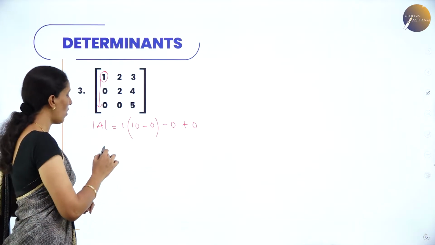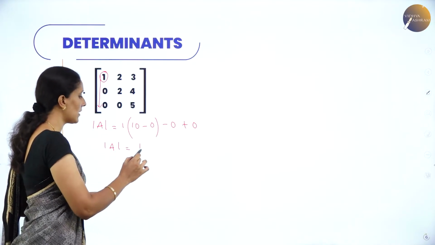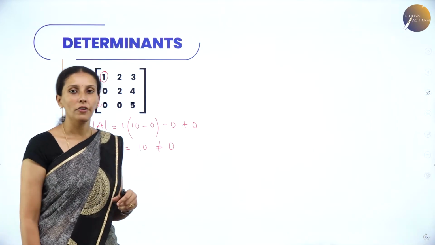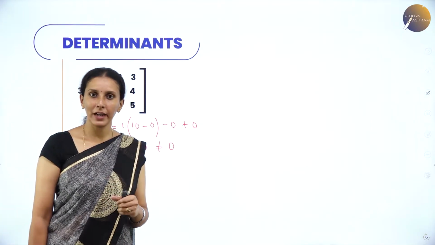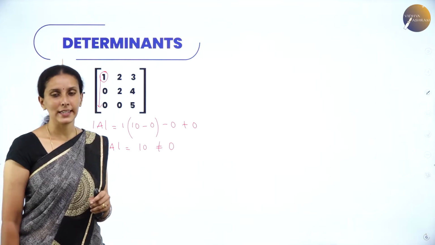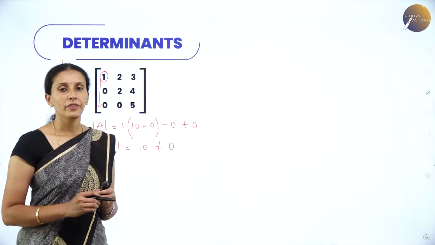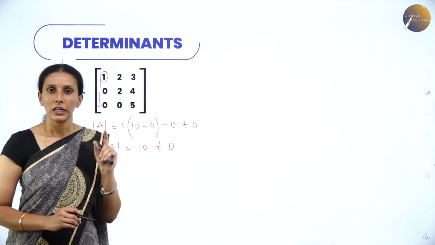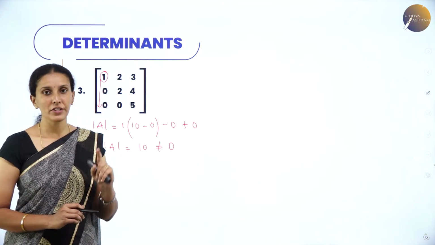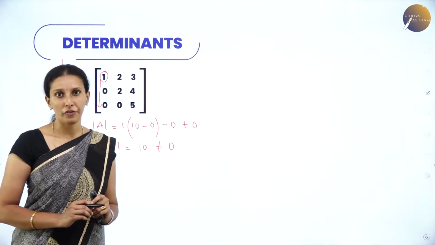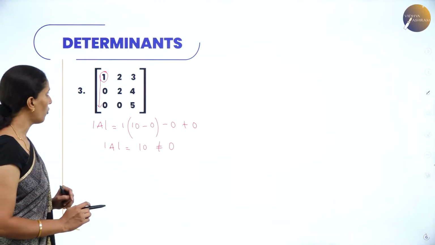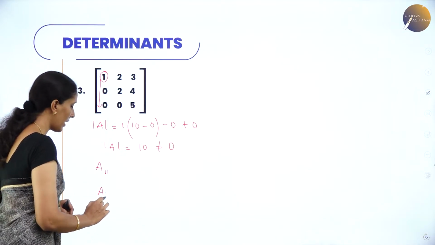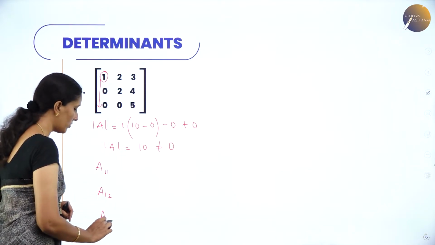So clearly we got the value of the determinant A is equal to 10, and this is not equal to 0. So this is how we are going to find the value of the determinant, and clearly it's a non-singular matrix. Next we are going to find out the adjoint of this matrix. To find the adjoint of this matrix, we need to first find out all the cofactors. So let us find all the cofactors, that is A11, A12, A13.